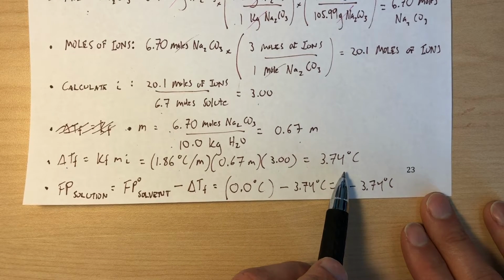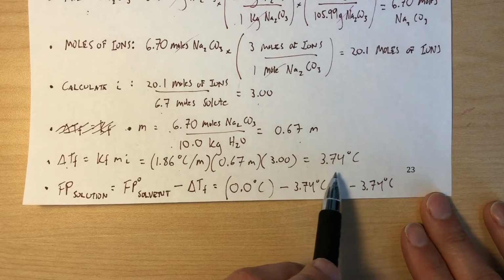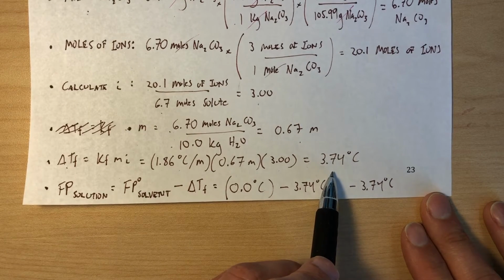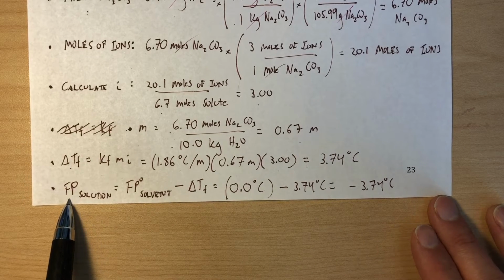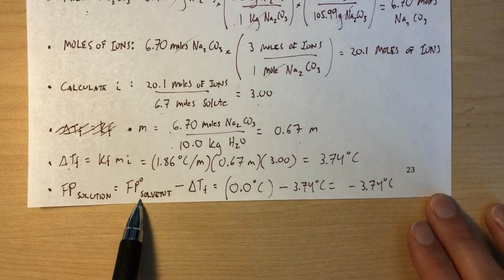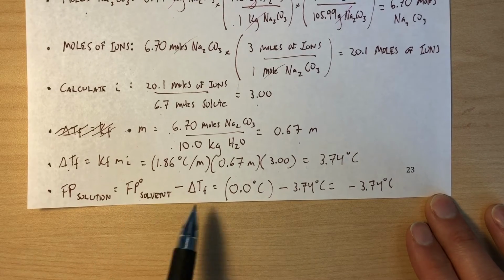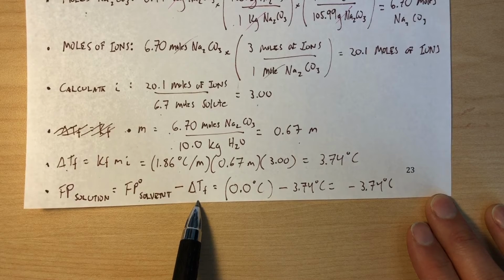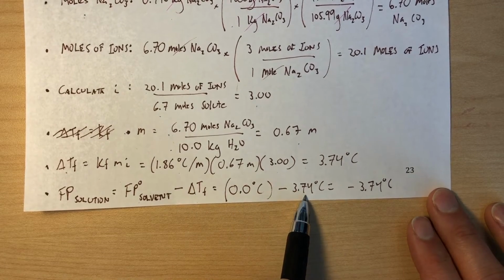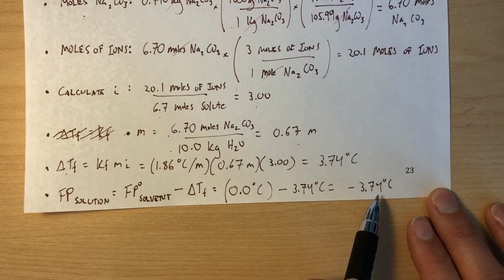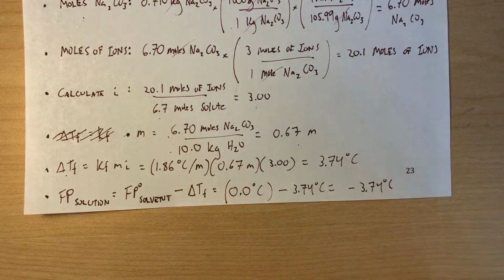3.74 degrees Celsius. So the freezing point of our solvent has changed by 3.74 degrees when we formed our solution. And given that this is a freezing point, that's going to lower our freezing point. So the freezing point of our solution is equal to the pure solvent freezing point minus our change in freezing point. Water freezes at 0, and you subtract the change, 3.74, gives us a new freezing point of the solution of -3.74 degrees Celsius.